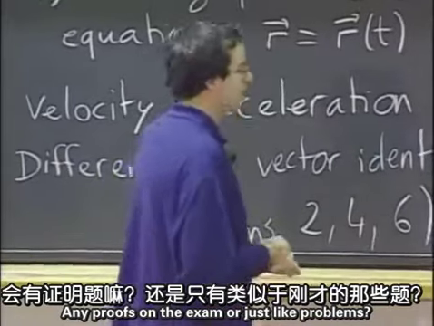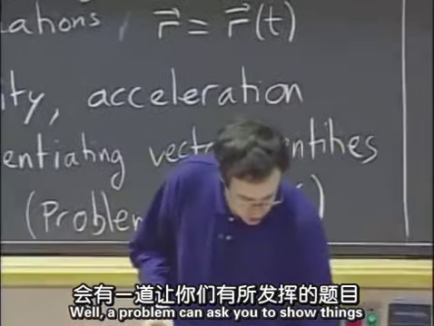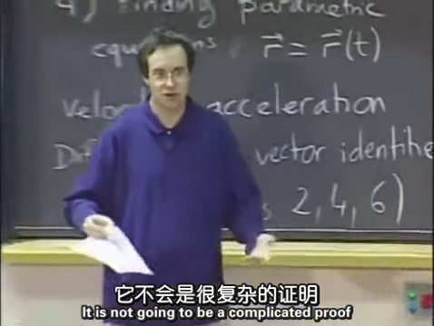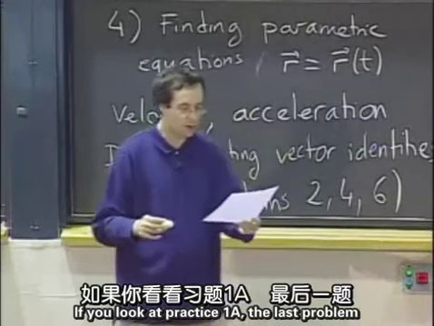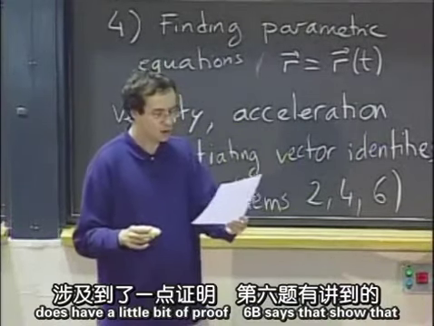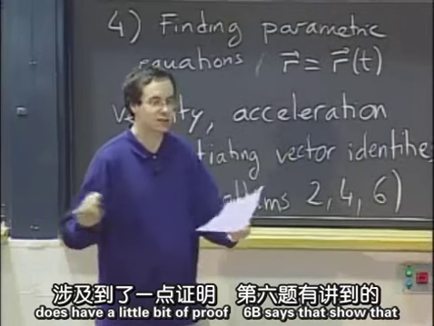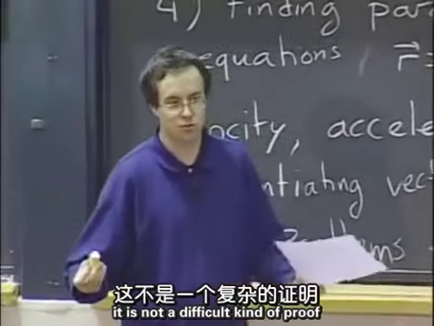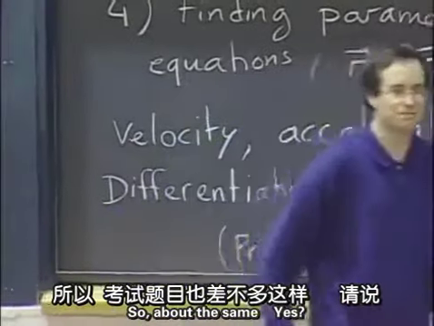Any proofs on the exam, or just problems? Well, a problem can ask you to show things. It's not going to be a complicated proof, okay? The proofs are going to be fairly easy. If you look at practice 1A, the last problem does have a little bit of proof. 6b says show that blah, blah, blah. But as you will see, it's not a difficult kind of proof, okay? So about the same. Yes?